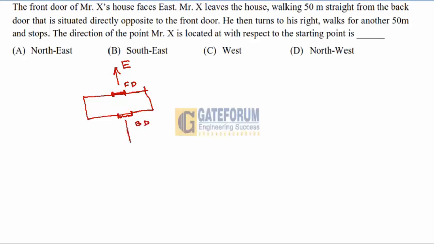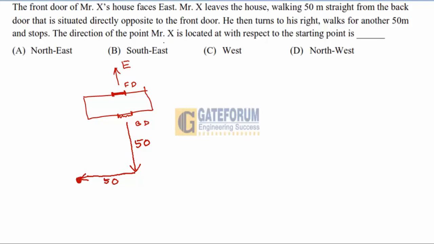So from the back door he walks straight 50 meters. He then turns to his right. So his right would be this. Walks for another 50 meters. Okay. So he walks for another 50 meters and stops. So he stops here.